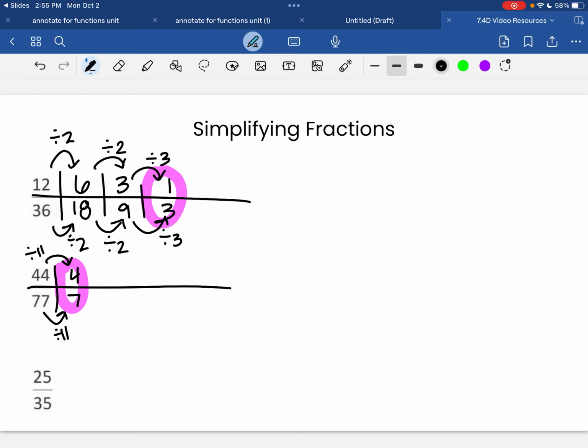So now when we take our look at 25/35, again, I'm just going to extend the fraction into a ratio table. And right off the bat, I see that they're both divisible by 5. So I'm going to scale down by 5. So 25 divided by 5 gives me 5. And 35 divided by 5 gives me 7. And I can't scale any further, so I get that 5/7 is my simplified fraction.